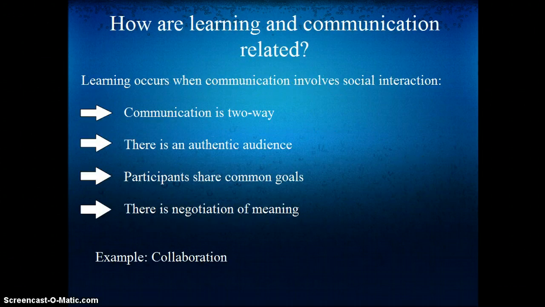How are learning and communication related? Learning occurs when communication involves social interaction. Social interaction happens when communication is two-way, and all people involved are actively involved in the communication. There is an authentic audience where participants share a common goal, and there is negotiation of meaning, which means that they are countering back and forth, they're asking questions, they're discussing the content.